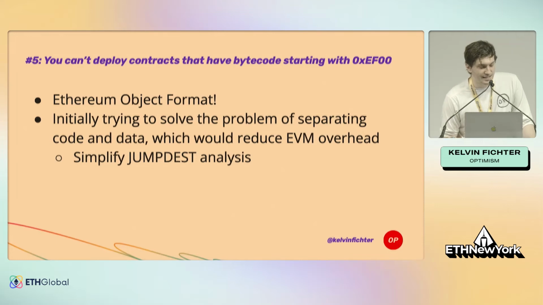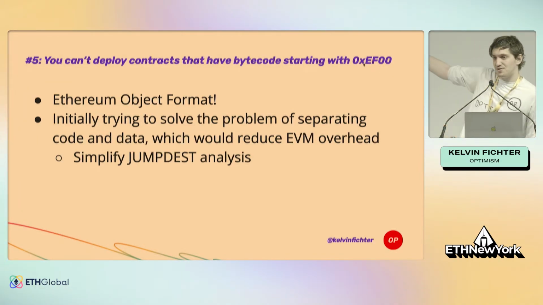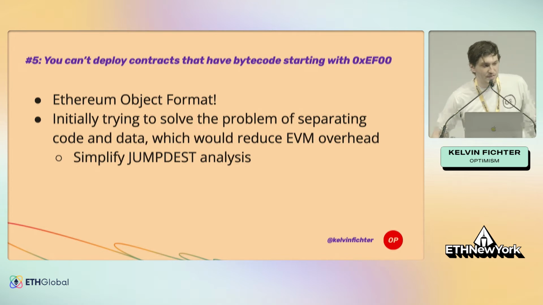All right. This one is something that not a lot of people know. You cannot deploy contracts that have bytecode starting with 0xEF00. Or actually just 0xEF, which implies 0xEF00. But really, it's just 0xEF. You're not allowed to do this. Try it. Try deploying a smart contract to Ethereum where the bytecode of the smart contract is 0xEF.